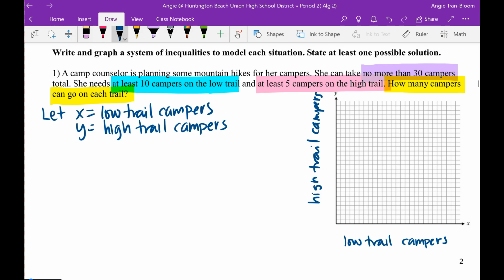Okay, we're going to need to write inequalities now. Now what? What do you want to do to write inequalities? Let's talk about the keywords. No more. Meaning what? What does that even mean? No more than 30 campers. It has to be equal to or less than 30. Right. Okay. So that means it has to be equal to or less than 30. What's on the left side of that? So what makes up less than or equal to 30?